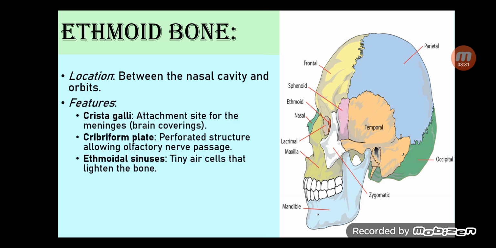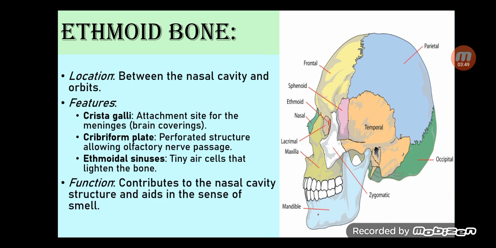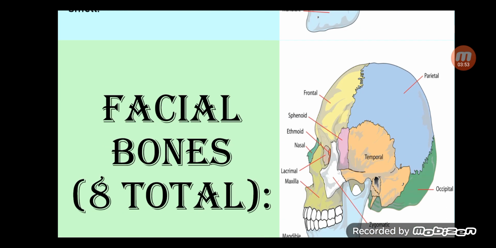Its features include the crista galli, that is basically an attachment site for the meninges that are the brain covering. It also has the cribriform plate, that is a perforated structure that allows olfactory nerve passage. Then it also has ethmoidal sinuses, that are tiny air cells that lighten the bone. Talking about its function, they contribute to nasal cavity structure and aid in the sense of smell.